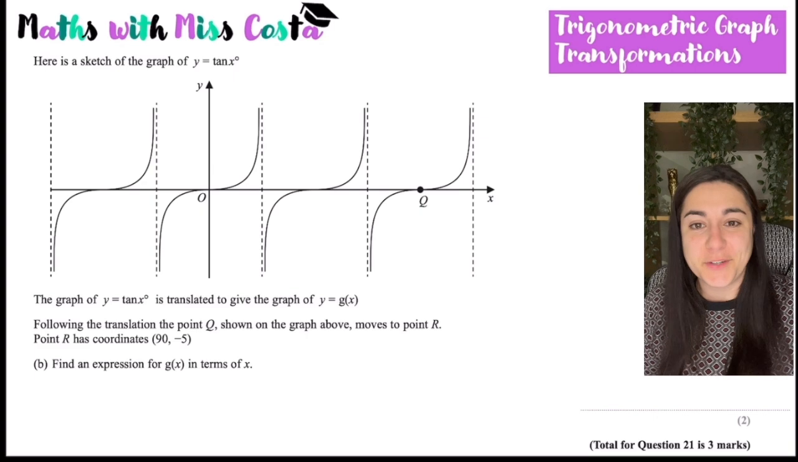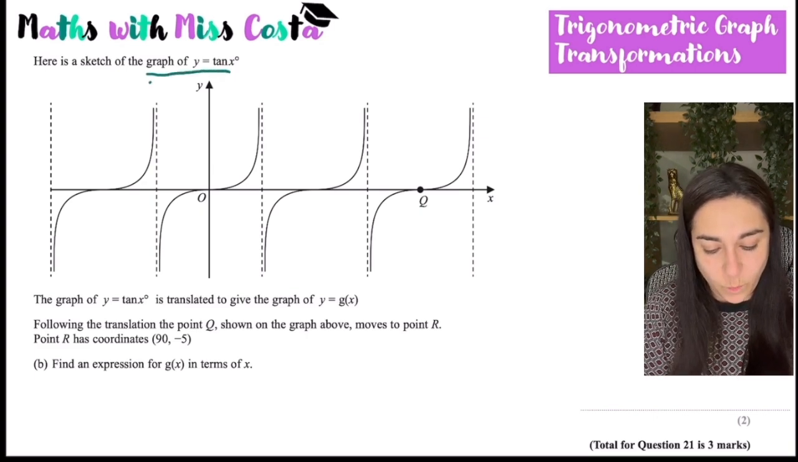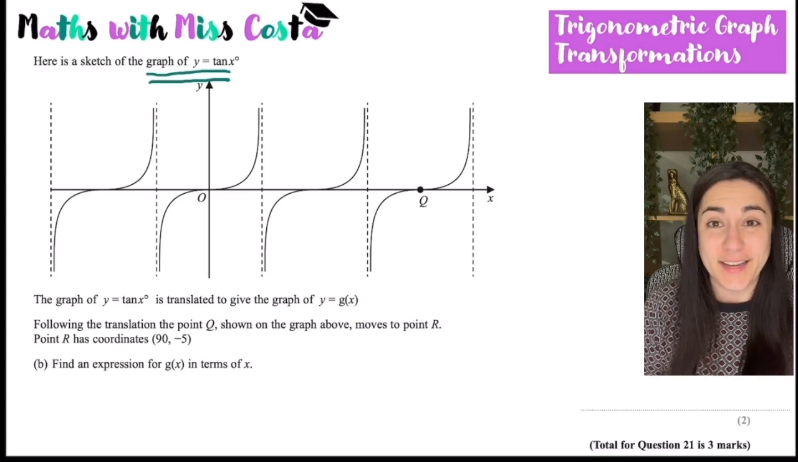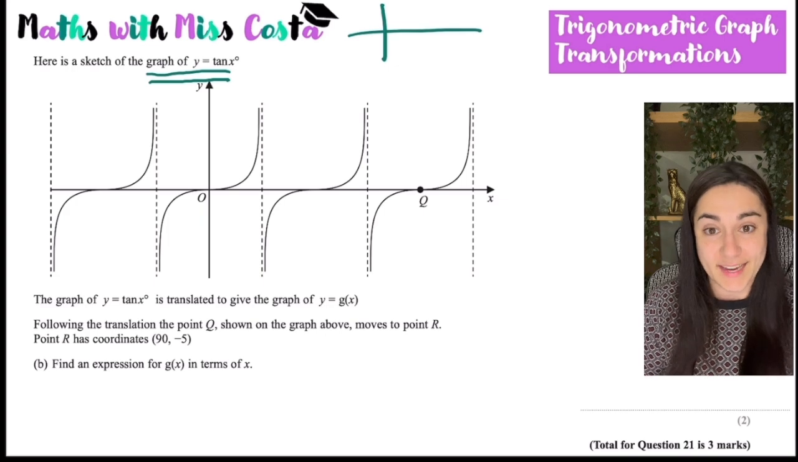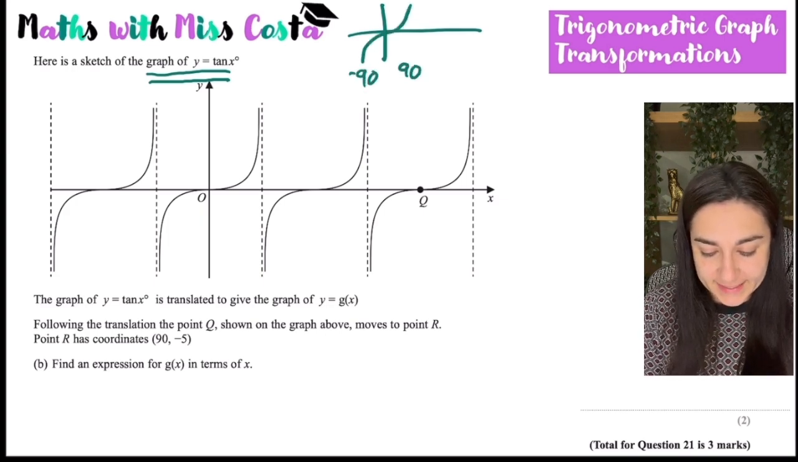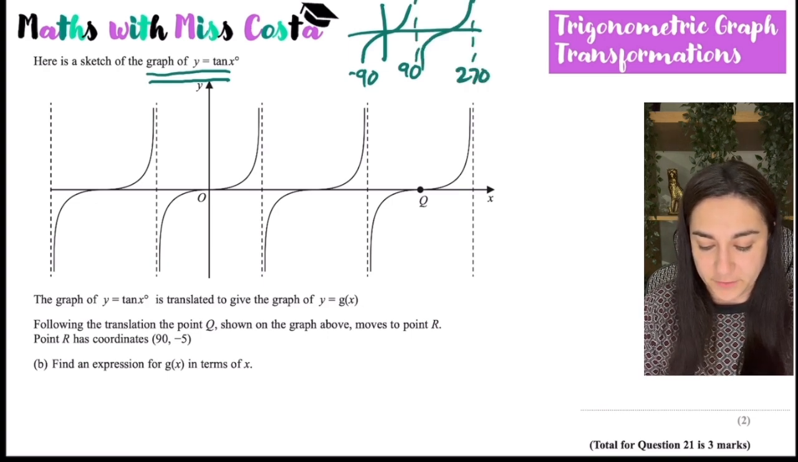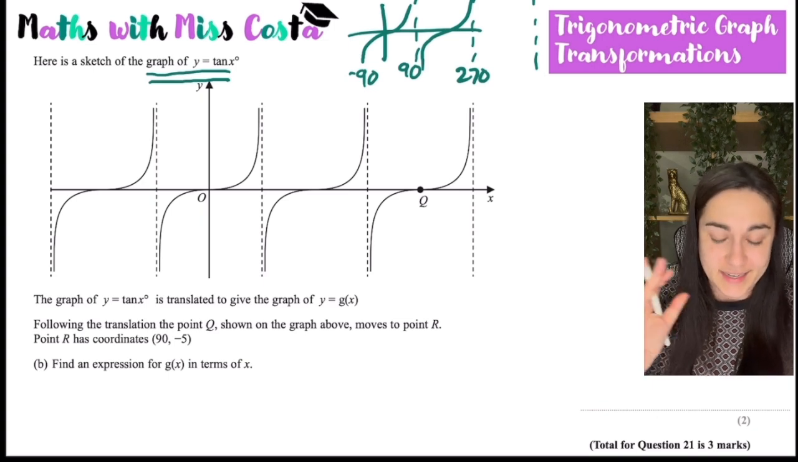So here I've got a trigonometric graph transformation. I am told that here is a sketch of the graph y equals tan x. So the first thing that I could do is just think to myself, okay, what do I know about the graph y equals tan x? Hopefully you know how to sketch it. So you know it goes from -90 to 90 and then it repeats. So the next part would be 270 and so on. So just having that in the back of my mind can help me.